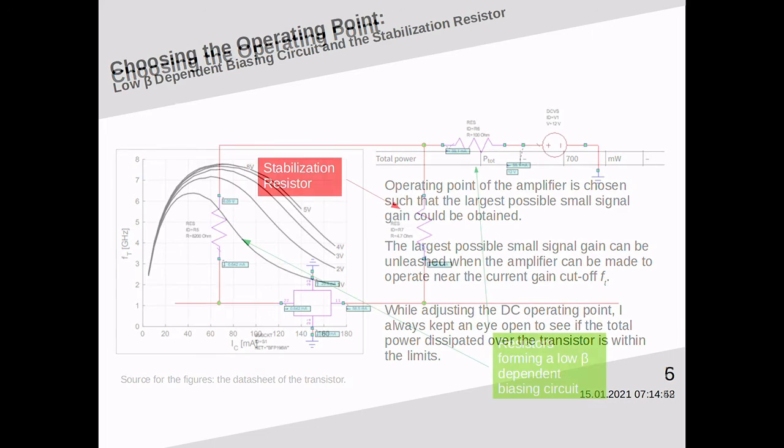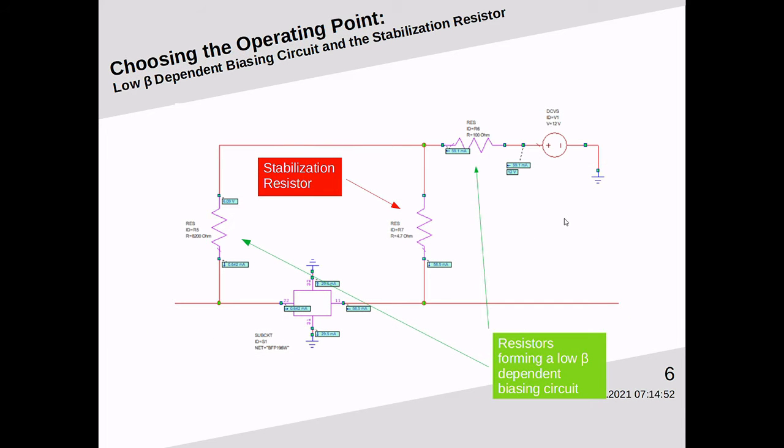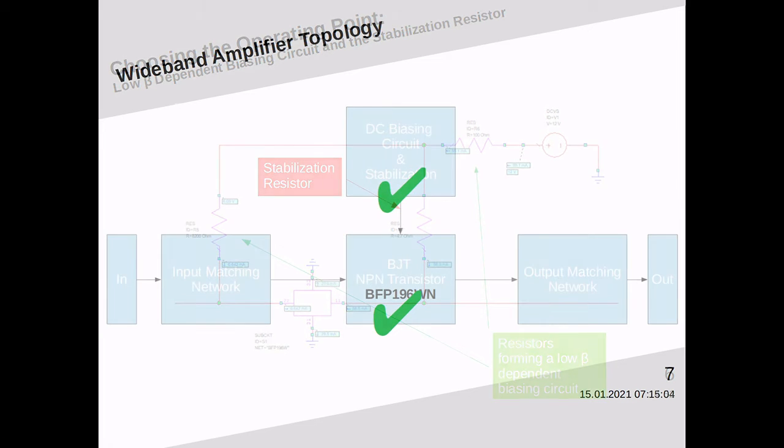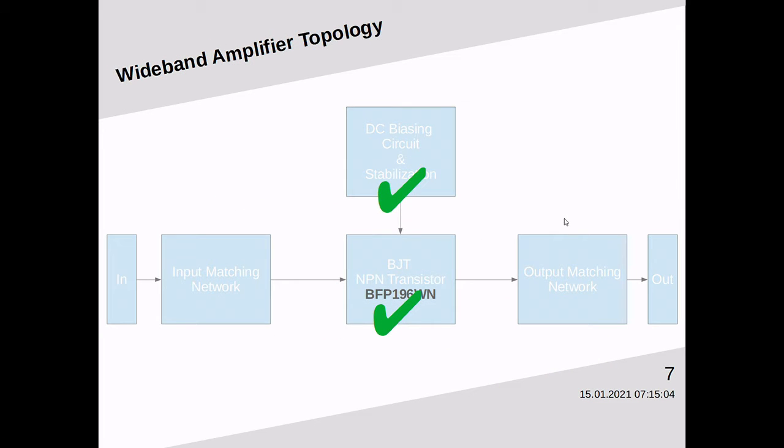Here you see the biasing circuitry. Two resistors form the low beta dependence biasing circuit. This is a critical aspect of the design because beta is a function of the collector current, whereas we design our circuits thinking that the beta will be constant. We have completed discussing the DC segment of the circuit.